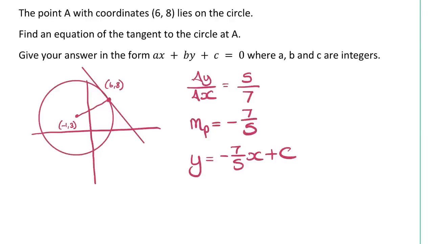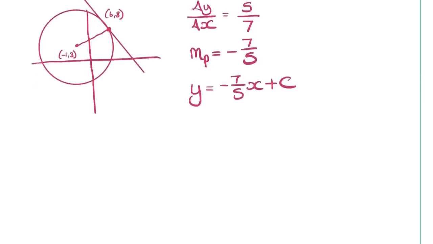So in order to find the value of c, we need a coordinate that's on the line. 6, 8, it says, is on the line. 8 is the y coordinate, so let's put that in. Let's just label that down here, 6, 8. So y is 8. And that's equal to -7 over 5 multiplied by 6 plus c.